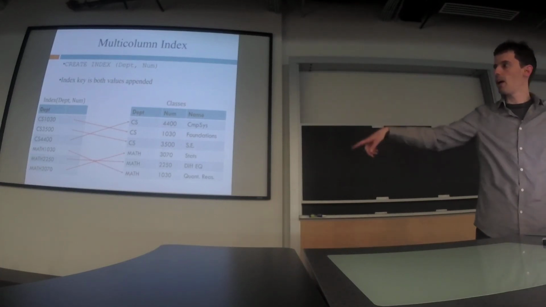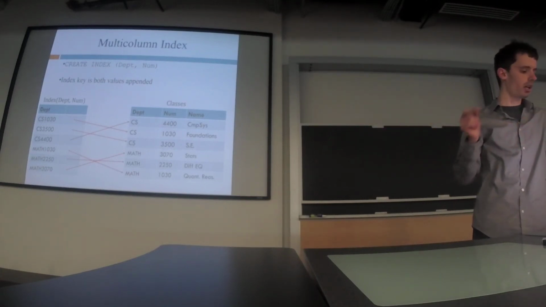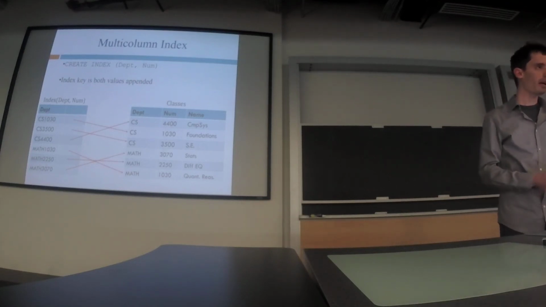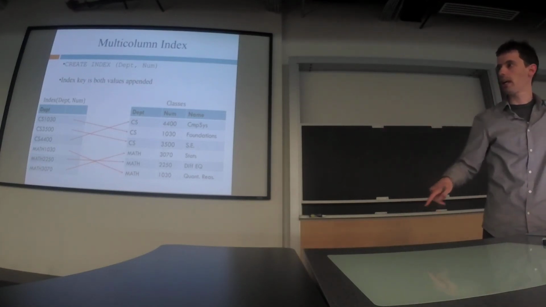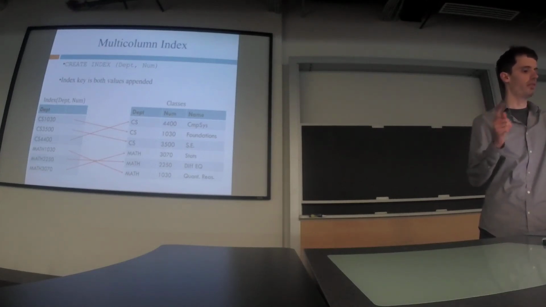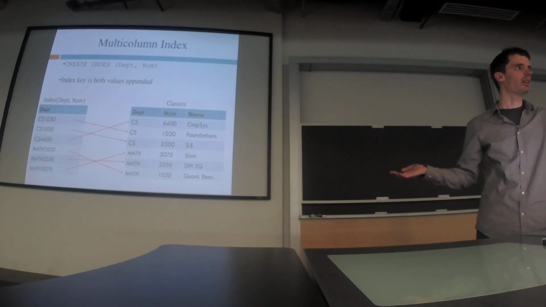So look at my keys now. They are CS 1030, CS 3500, and so on. Now I can just look through that one index for the string CS 1030, and there's only one of them. It gets me immediately to the row I want.